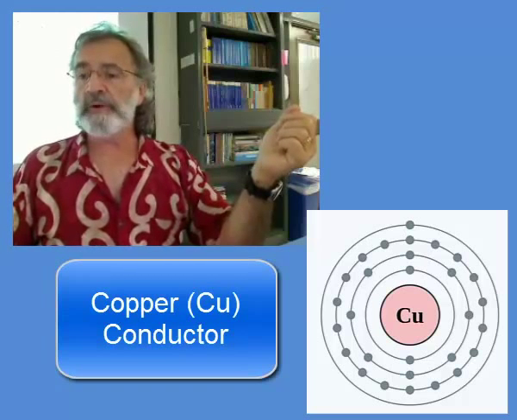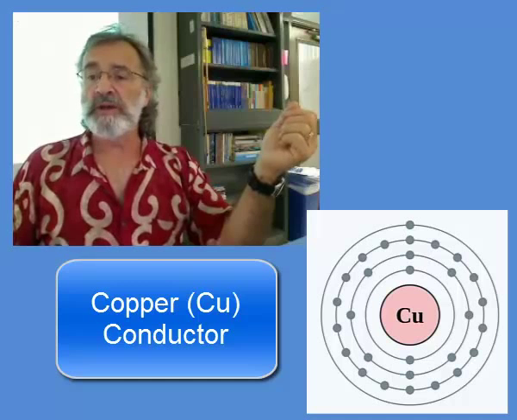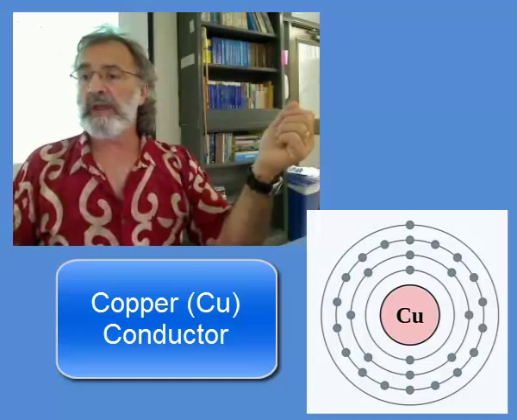This one is copper, which is the 29th element. It has 29 protons and 29 electrons. Well, here we see there's 2 in the inner shell, the K, 8 in the L, 18 in the M shell, and then it wants to have 8 in this outer N shell, but it only has 1.